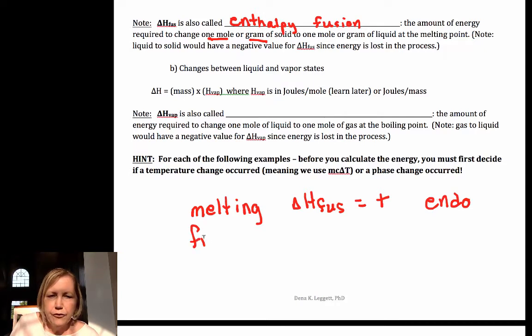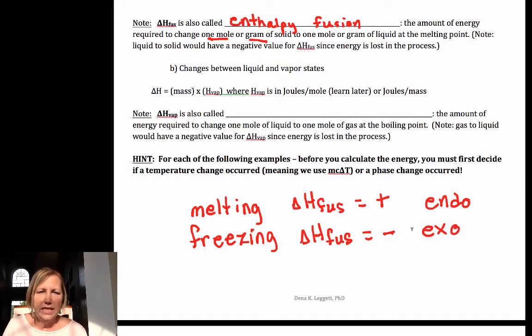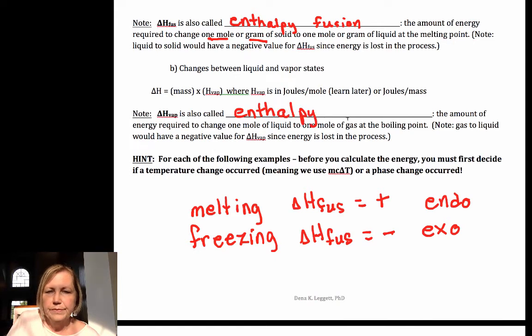But if we were looking at freezing, we would use the same value provided, but we would have to change its sign. It would still be the same delta H of fusion, but now it would be a negative to reflect the exothermic process. Vaporization is very, very similar. This is the energy that is required to vaporize as a positive value or condense as a negative value for 1 gram or 1 mole of the substance. So enthalpy of vaporization.